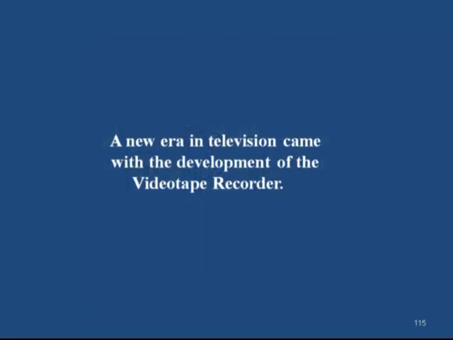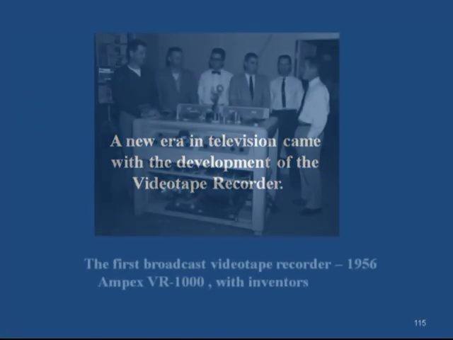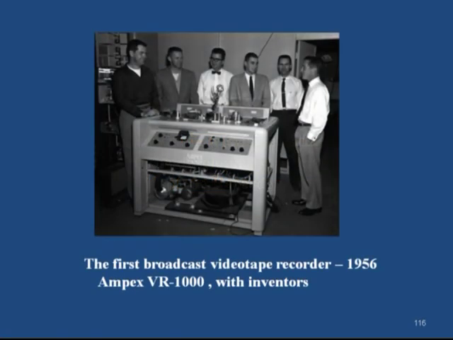A new era in television came with the development of the videotape recorder. The first broadcast videotape recorder in 1956 was the Ampex VR1000. Included in the inventors is this young fella here, right in the middle, the one with the suit jacket. His name is Ray Dolby. We all know of Dolby Sound. He left Ampex and built a huge company for himself with some new techniques in sound transmission.